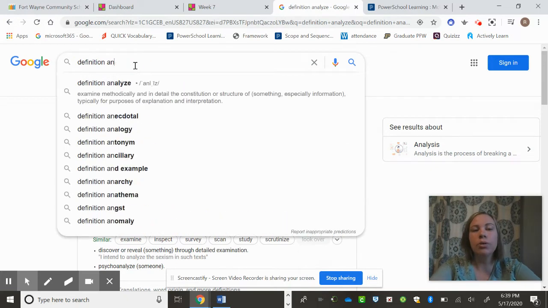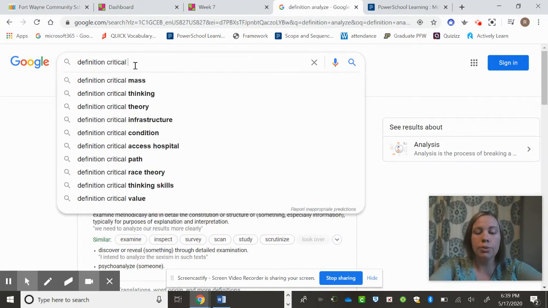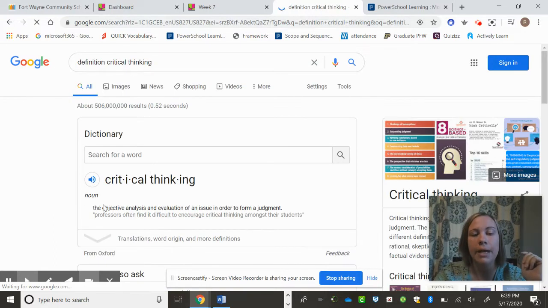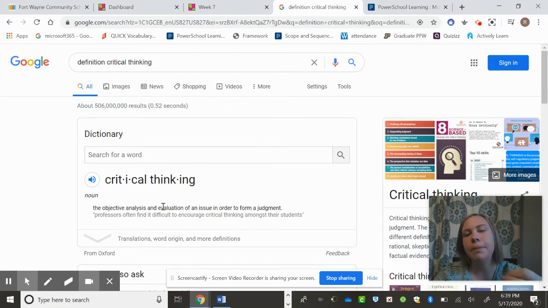And then you're also going to use critical thinking. So we're going to also look up that definition here. Critical thinking, what does that mean? You analyze and then evaluate. So you come to some type of conclusion of an issue in order to form a judgment. So you critically think, you form a judgment based on looking deeper into something, which is the story in this case.